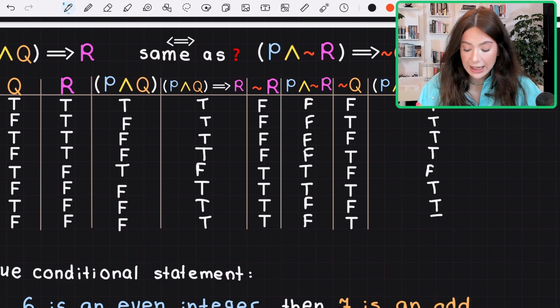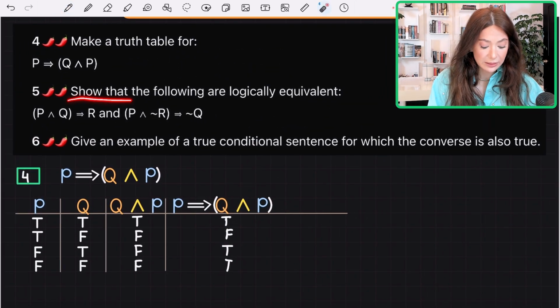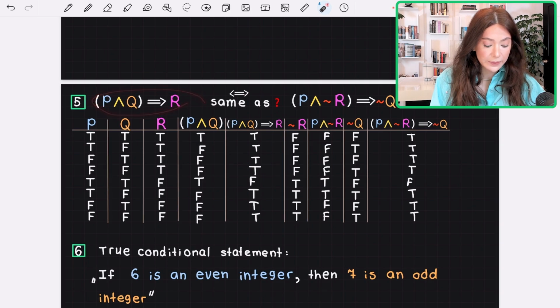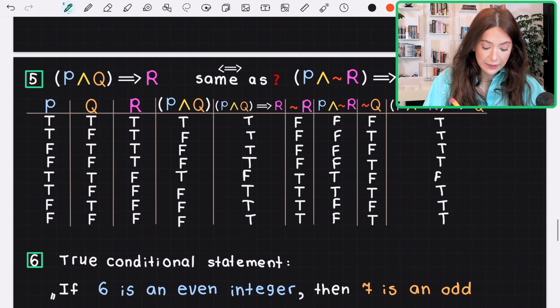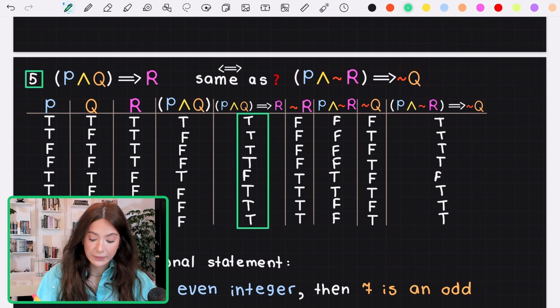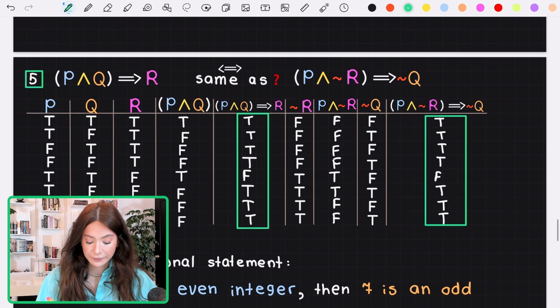And at this point, I am done. The original question was to show that the following are logically equivalent, that this produces the same exact truth values as this would. So I have done the truth values of the first one, and let me highlight where I have those. I have those stored here. And then I've produced truth values for the second one. If you see that they look identical, and they do, then you've shown that they are logically equivalent.